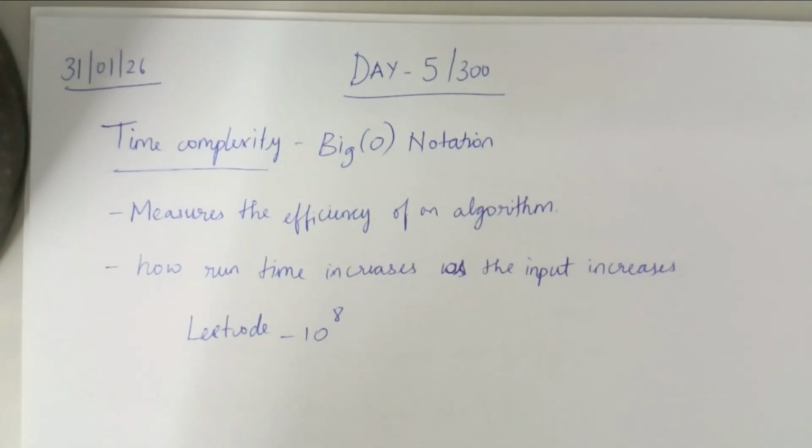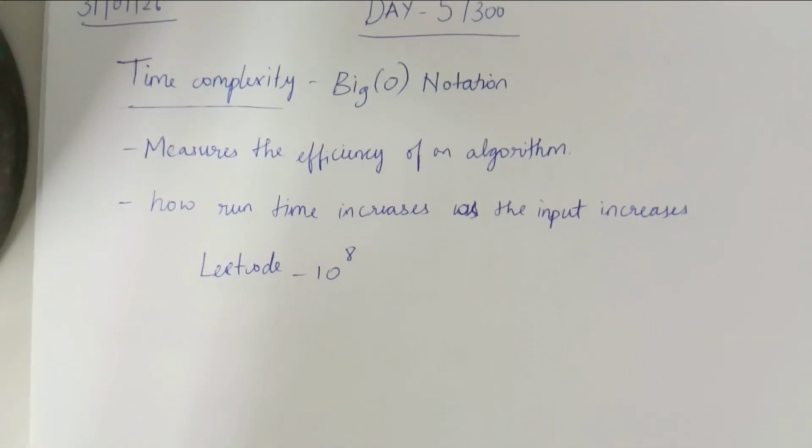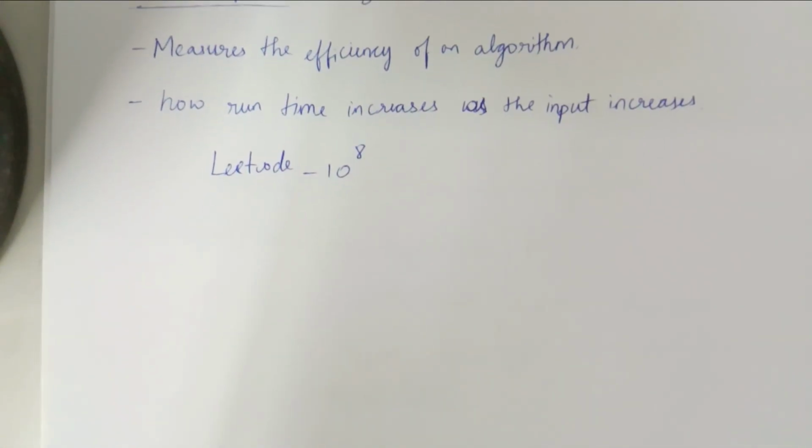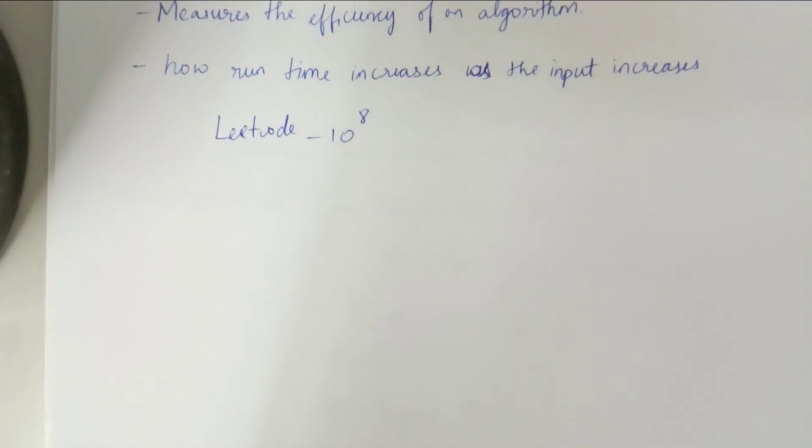So what is time complexity? Time complexity is a measure of how efficient an algorithm is, and it also says about the runtime. It gives a relation between the time an algorithm takes with respect to an input. So if the input increases, how long the program will take to run. That's what time complexity will give.